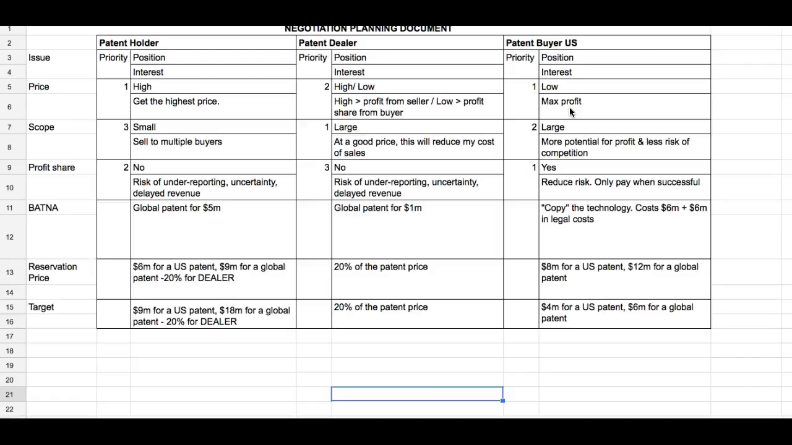So if he invested, let's say, 3 million to develop the technology and get the patent, and he would sell it for 5 million, then he would basically have to give 20% of the 5 million to the patent dealer. That's 1 million. So he will get 4 million. If he invested 3 million, then his profit would be 1 million. Holder. Yes.